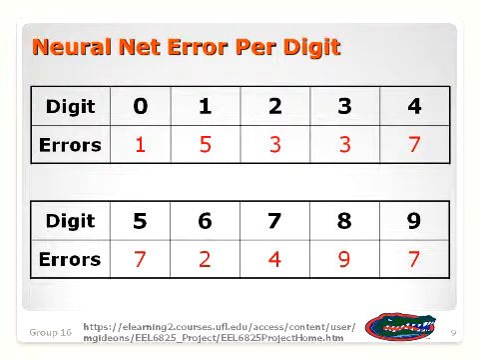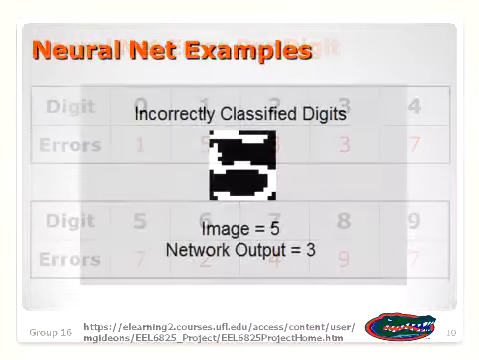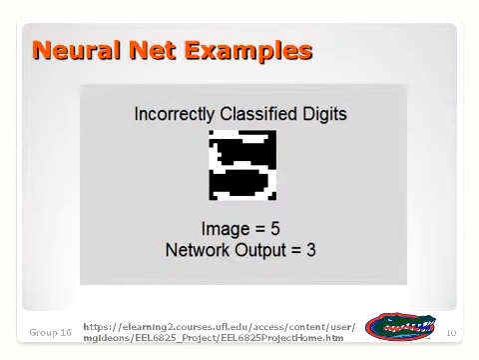This slide shows the error per digit through the neural network. As you can see, the network did very well with digits such as 0, 2, 3, and 6, but then the error started to creep up some with digits such as 1, 4, 5, 7, 8, and 9. Here's an example of where the network was not able to classify the digit correctly. The image shown here is a 5, but the network determined it to be a 3.